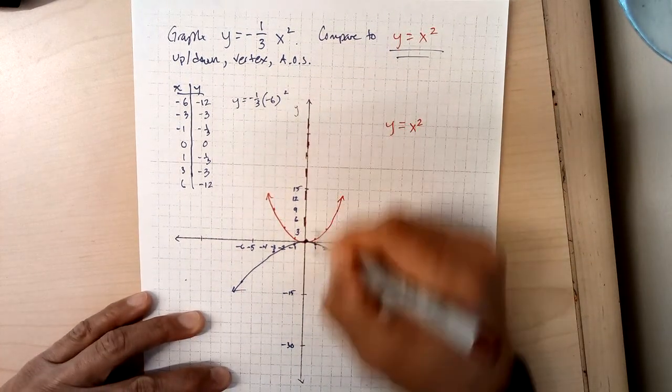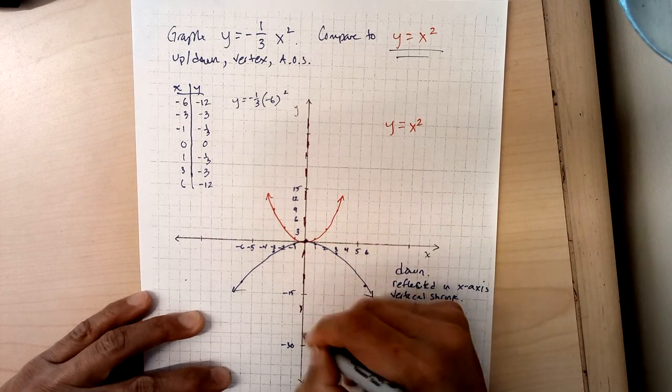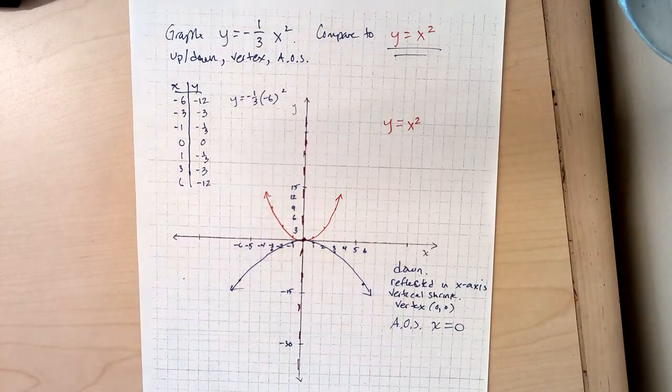You have to be familiar with all the terms here. Parabola opens up or down, vertex, axis of symmetry, and so on. So that's a graph of y equals -1/3 x squared.